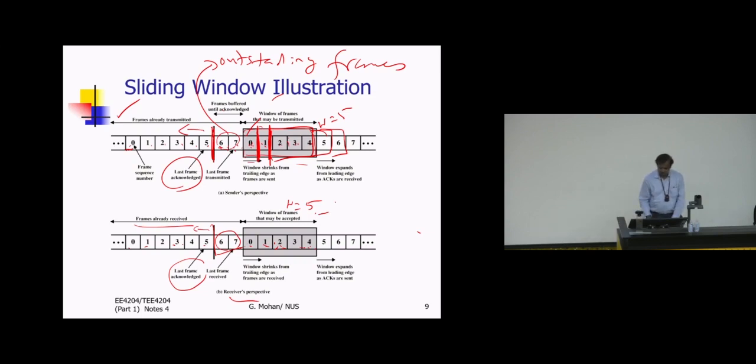Similarly, the receiver also, whenever it receives a frame, it shrinks. So when it receives frame number 0, the window size becomes 4. Then again, when it receives another frame, this becomes smaller. Whenever it sends an acknowledgement, let's say it sends an acknowledgement for 2 frames, because 2 frames have already been processed, then it will expand by 2, this side. So again, on the receiver side also, the window is sliding.